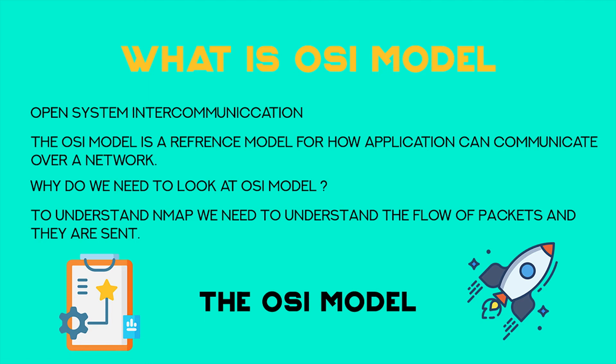So then the question again comes, why do we even need to look at the OSI model? We need to look at it in order to understand NMAP, and we need to understand the flow of packets and how they are sent over a network. When we are doing a network scan, we can figure out what is what. If we don't know how the data or packets are sent over a network, then if we perform a network scan, we'll get the result, but we won't be able to analyze those results.